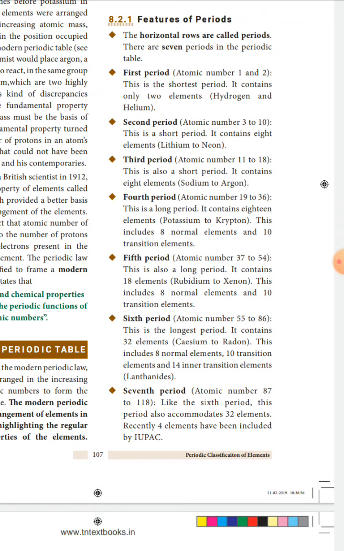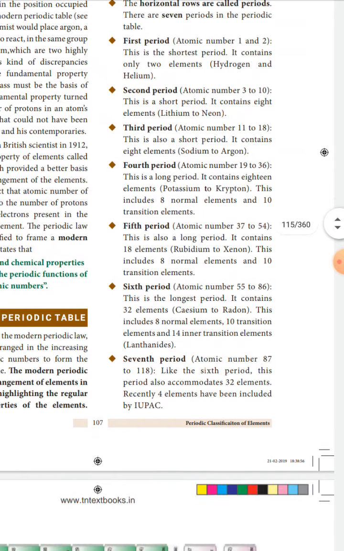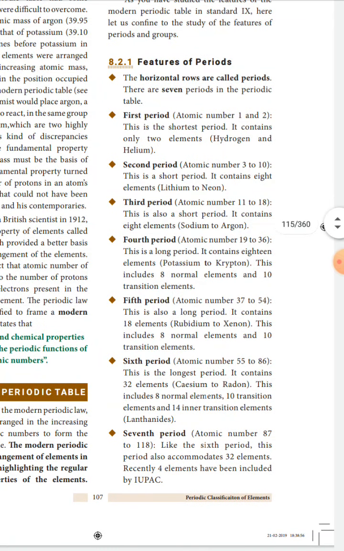Now, in 10th standard, the features of periods. See the first point: horizontal rows are called periods. Already you learned this in 9th standard. Periods are nothing but the elements in the horizontal rows of the modern periodic table. So there are 7 periods in the modern periodic table, and now we are going to discuss all the 7 periods.